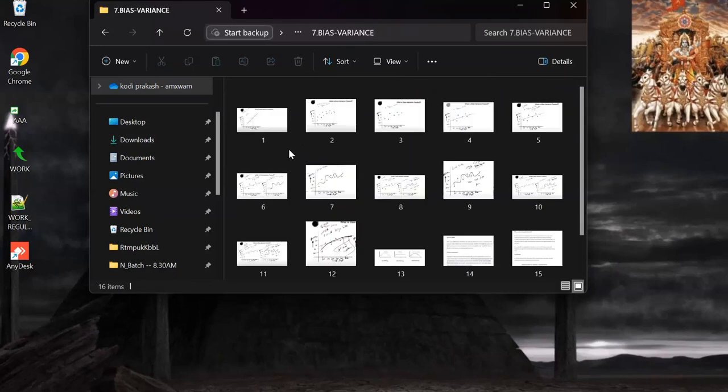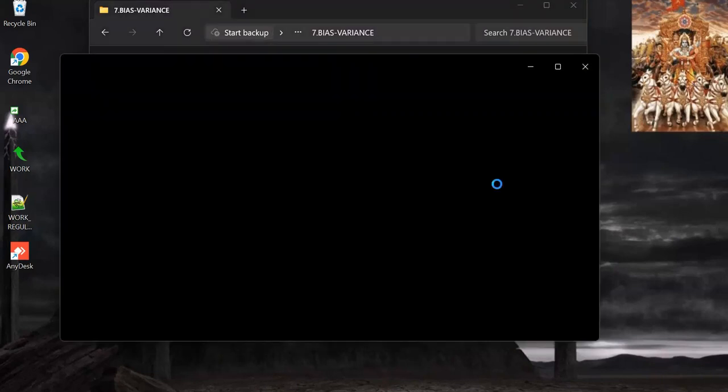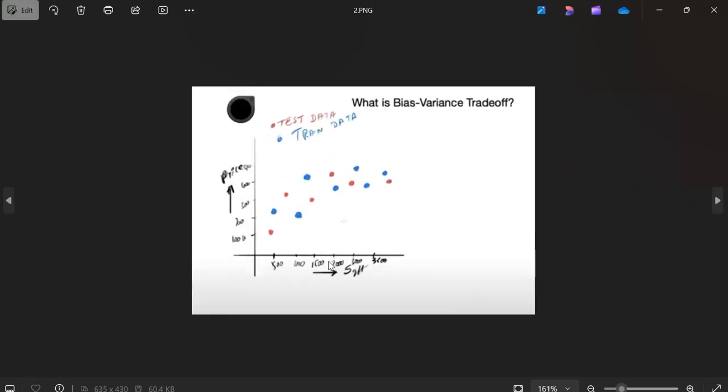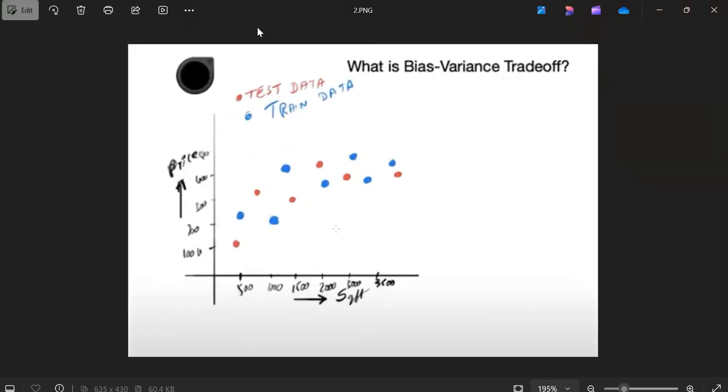Then see this, guys. The one, bias. Bias means what? One side. In the data set, listen to this. Please understand what I'm speaking. Any questions, ask me. In the data set, we split the data into train and test, isn't it? Let's assume training data points are blue points. The red points are test data.